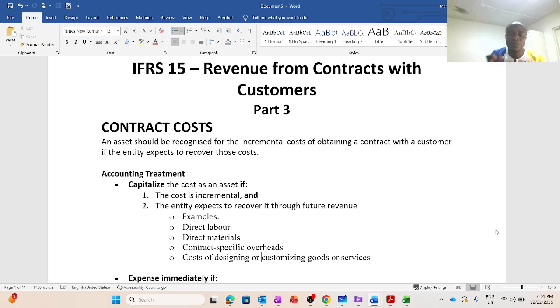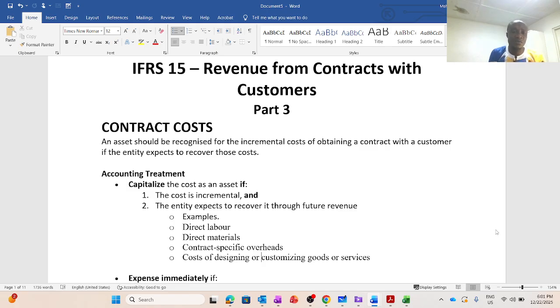So we need to start thinking about how and at what particular point in time we are going to recognize revenue, whether in year one, at contract inception, year two or year three, or whether we are going to spread the revenue recognition over the contract life. All of these concepts will be covered in this lecture.